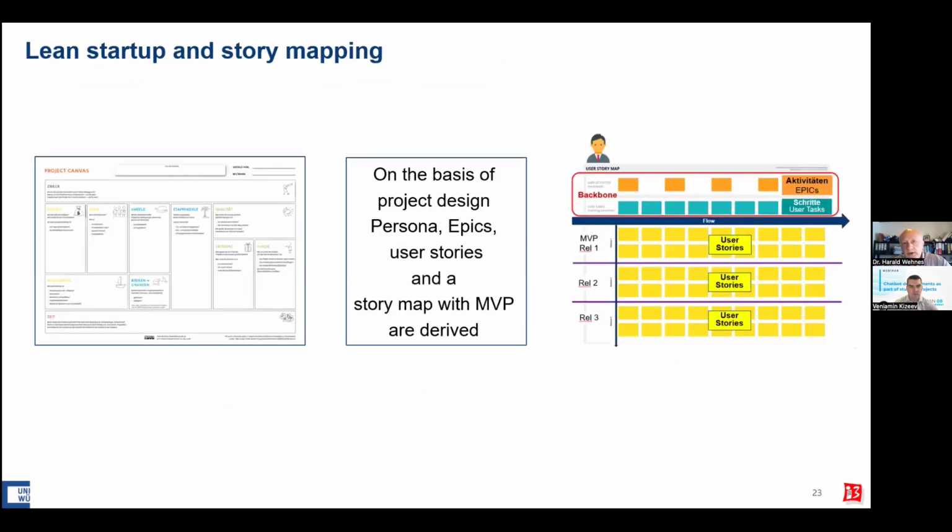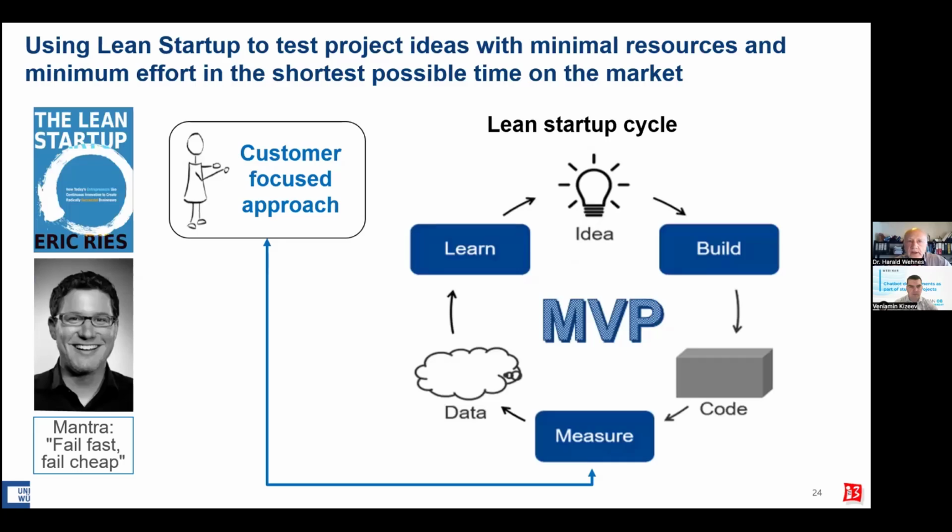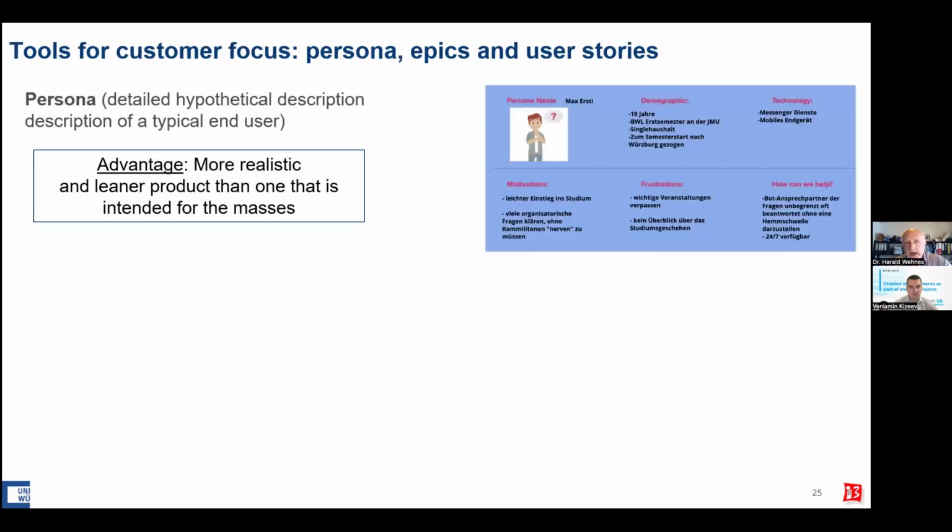The next step was to develop a user story map. That means that the user has a picture of the user activities. Yeah, and there we applied, I think, the lean startup method, the customer-focused approach, and starting with persona, advantage, more realistic and leaner product than one that is intended for the masses.